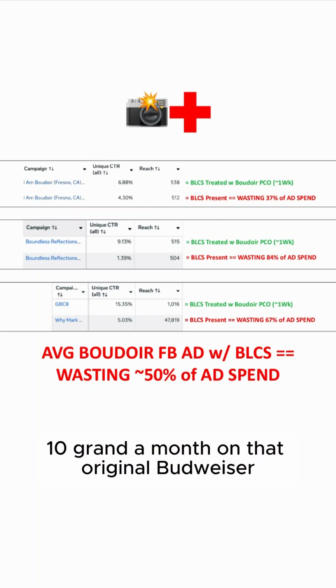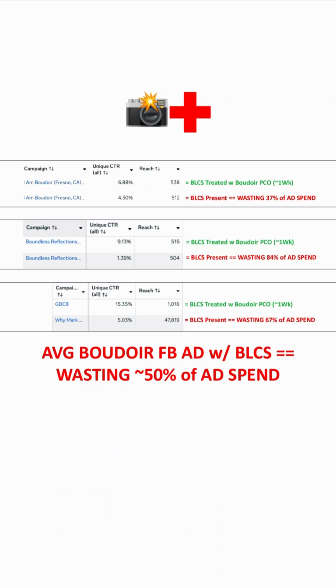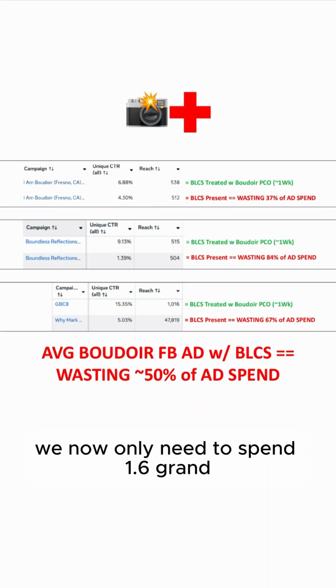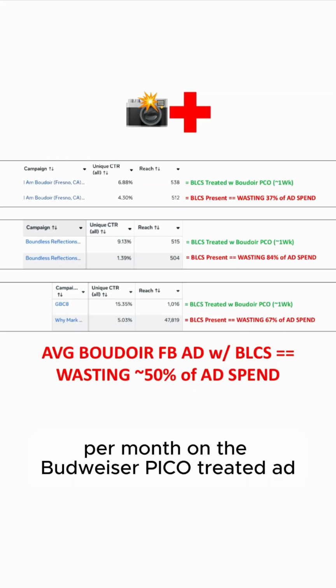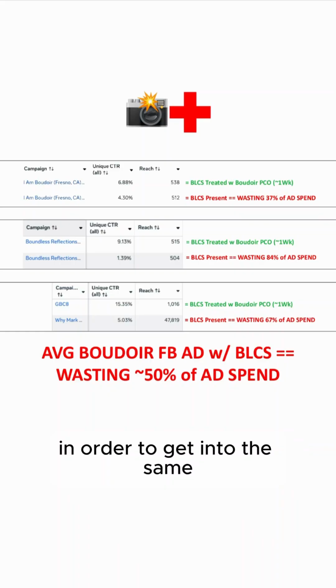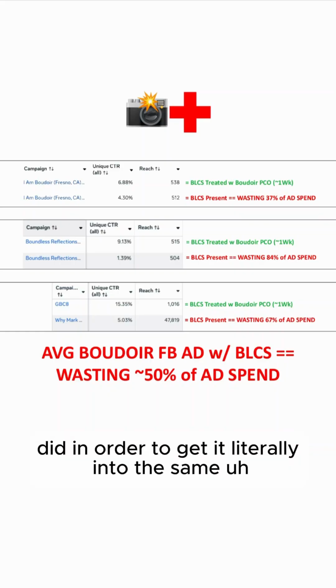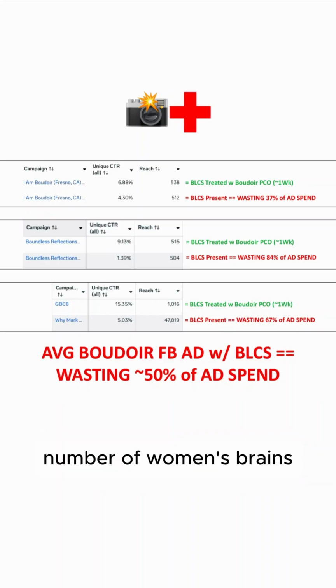if they were spending 10 grand a month on that original Boudoir Facebook ad, we now only need to spend 1.6 grand per month on the Boudoir Pico treated ad in order to get it literally into the same number of women's brains.